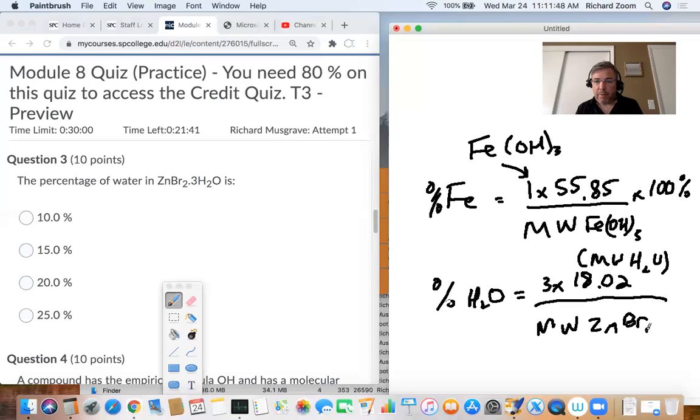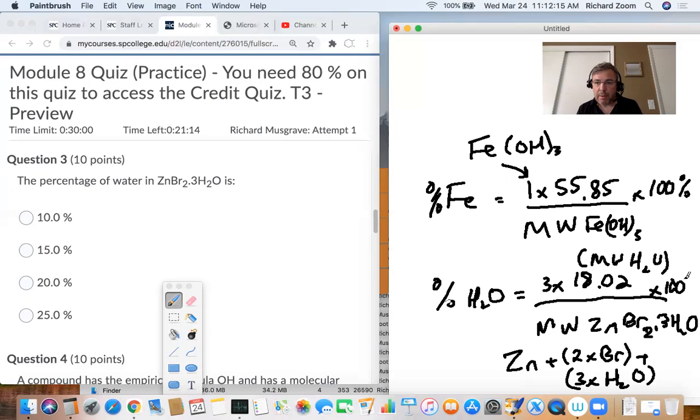ZnBr2·3H2O. Now, in the soft chalk I go through a hydrate and what that is, but to get the molecular weight, it's going to be Zn plus 2 times Br plus 3 times H2O. And that'll give you the molecular weight. And we multiply all of that, of course, by 100%. And again, whichever one of these is closest, that'll be the one you'll pick.